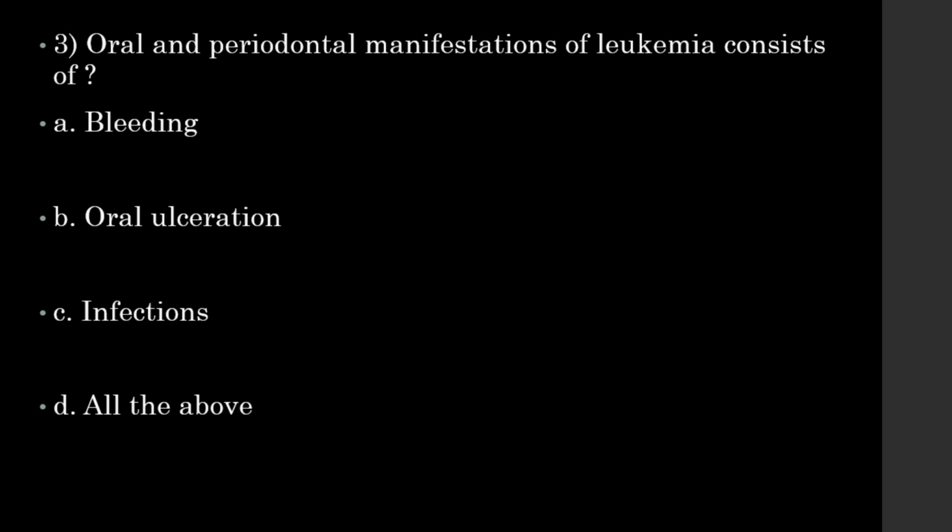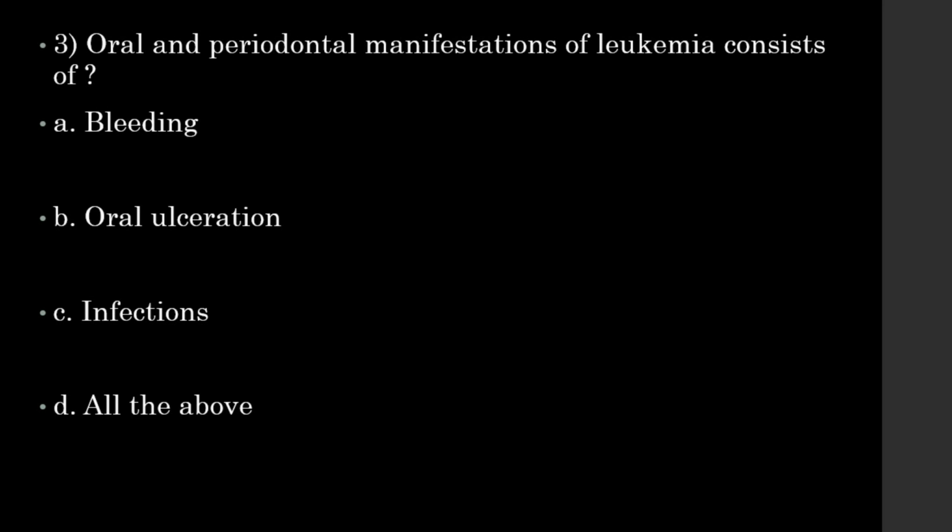Now begin with the third question. Here it goes on your screen. Oral and periodontal manifestations of leukemia consist of option A, bleeding, option B, oral ulceration, option C, infections, or option D, all of the above. So what do you think? What will be the right answer for this question?